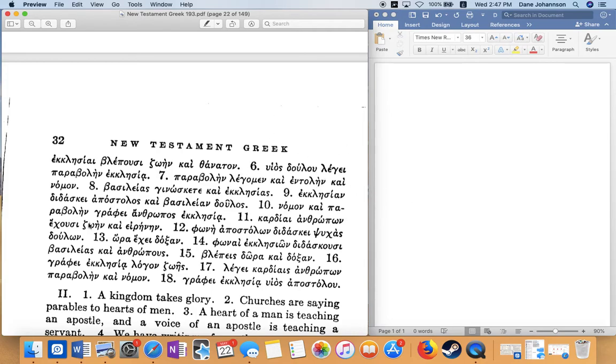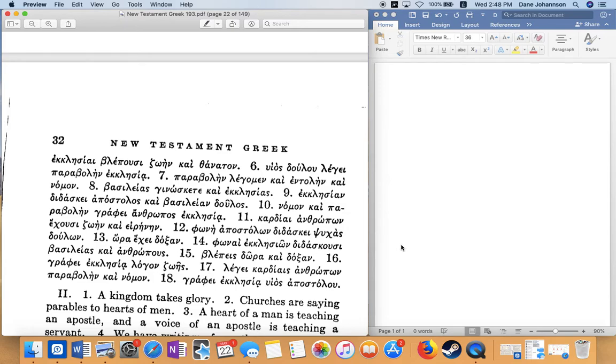Number 10, nomon ke paravolin graphi anthropos ecclesia. So dative, to a church. Here's ton nomon, a law in the accusative, ke, conjunction, paravolin, teen paravolin would be the accusative, singular, graphi anthropos, again, the personal ending there of the verb. So anthropos is doing the graphi, the man, or a man is writing to a church a law and a parable. So a man writes a law and a parable to a church.